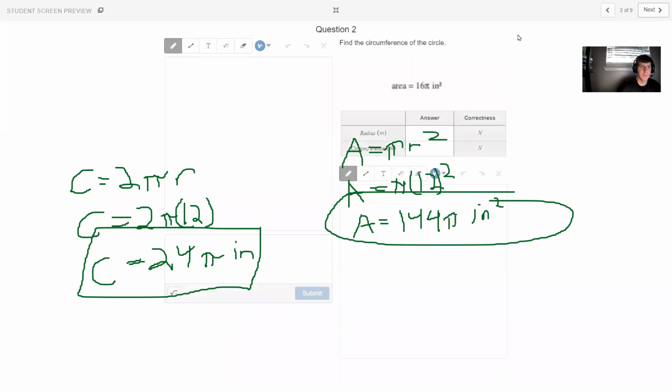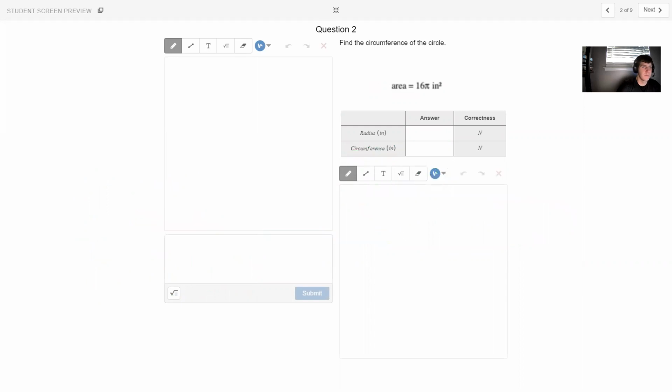Okay, number 2. Let me clear. Okay, find the circumference of the circle. So they're giving us area. We have to use the area to find the radius, and then we can use that radius to solve for the circumference. So we're going to have to use both the area and the circumference formulas here. So area is 16 pi. So 16 pi equals pi r squared.